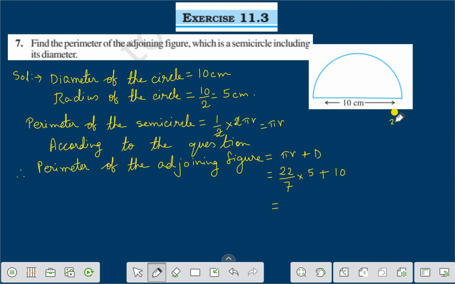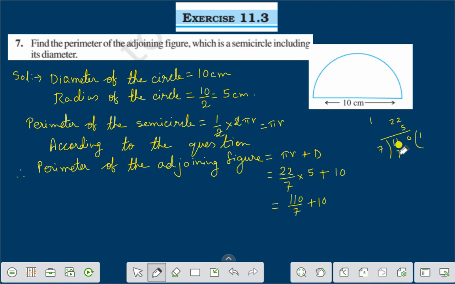22 into 5, we are getting 110, so 110 by 7, plus 10. If we divide 110 by 7, we are getting 7 1 is 7.